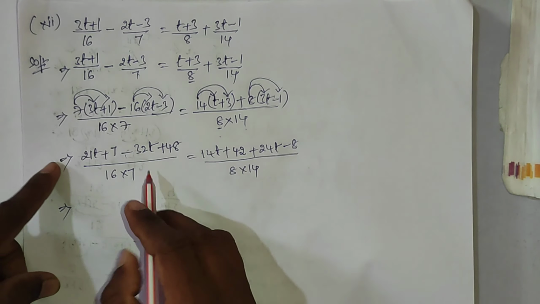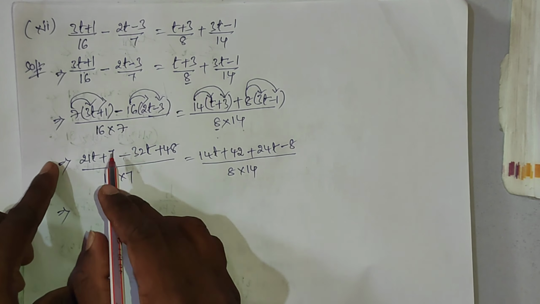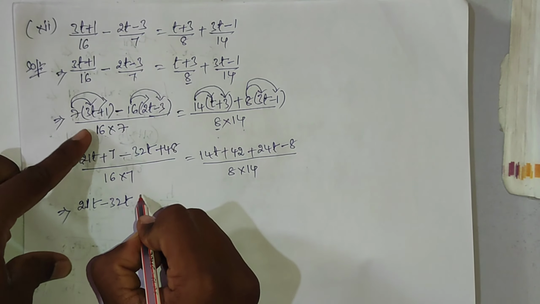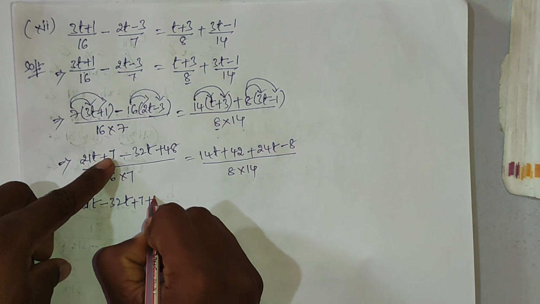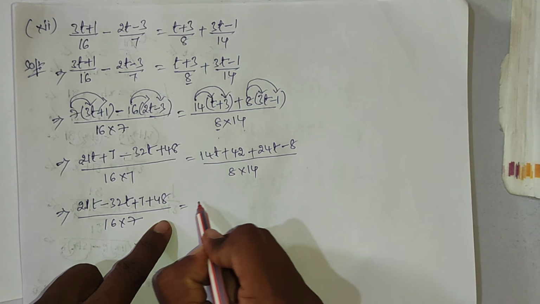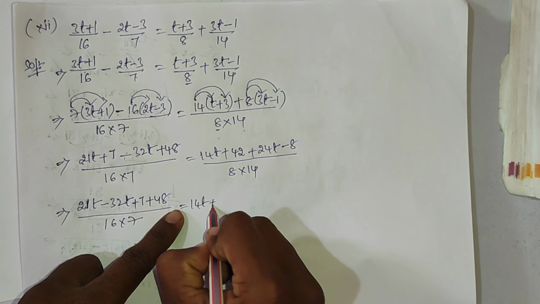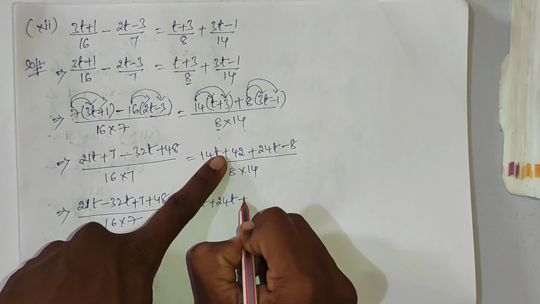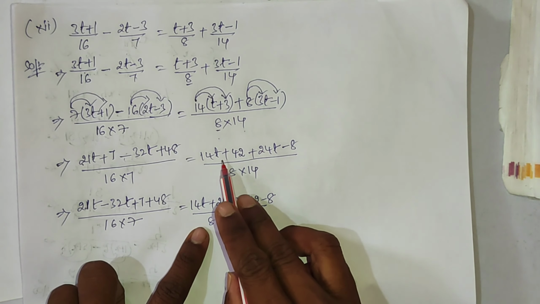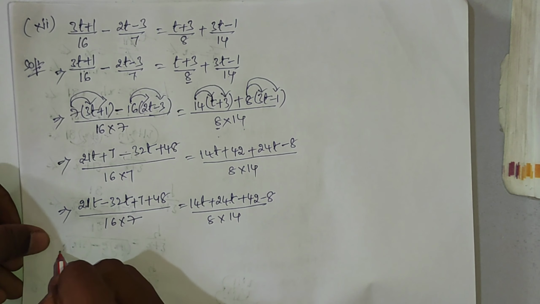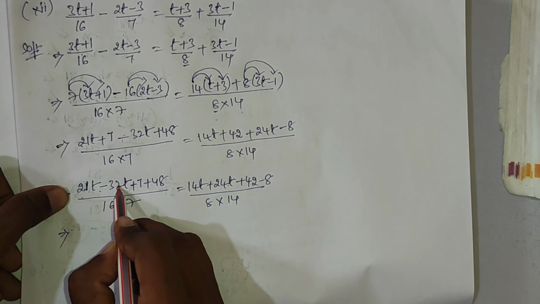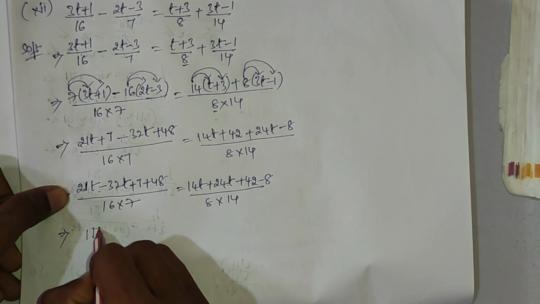Okay. Now, first I am adding the LHS side. I am adding the like terms here. What are the like terms here? We will write first 21t minus 32t. Then the remaining constants 7 plus 48 by 16 into 7, is equal to 14t plus 24t plus 42 minus 8 by 8 into 14. What I did here is just write the like terms and the constants together. Now we will add and subtract here. So plus minus means subtraction. 32 minus 21: 2 minus 1 is 1, 3 minus 2 also 1. Nothing but how much? 11t.